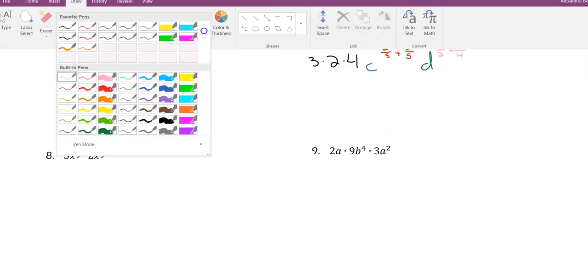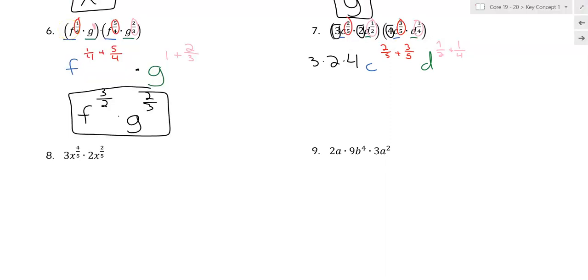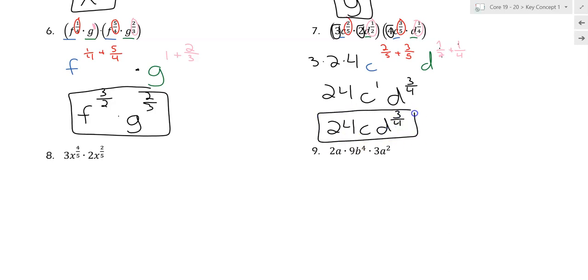For sake of time, I'm not going to pop up the calculator, but again, you can always use a calculator. 3 times 2 times 4 is 24. 2/5 plus 3/5 is 1. And then d, 1/2 plus 1/4 is 3/4. Again, I would write this as 24 c d to the 3/4. Okay? I don't need to have that 1 there.